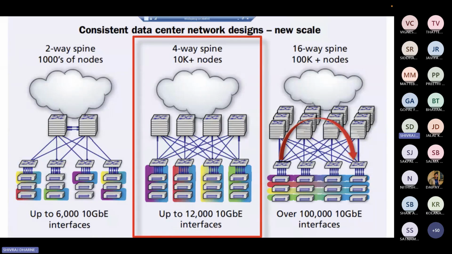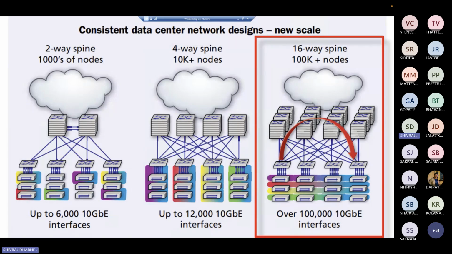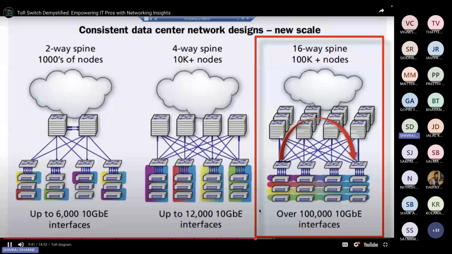We've got a 4-way spine sitting on top of, or connecting to, our top of rack switches. Now it all depends on the bandwidth and capacity of those spine switches. But here a 4-way spine could give you potentially 12,000 10 gig interfaces, and then on the right we see a 16-way spine, up to 100,000 10 gig interfaces. So you can see the spine leaf topology provides a very scalable pathway.